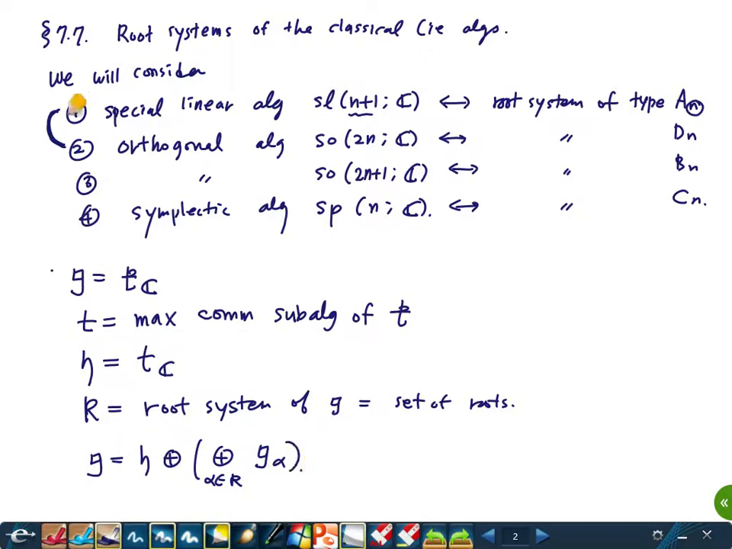So we will find this compact real form K, and then the maximal commutative subalgebra and Cartan subalgebra. We will find all the roots, and then we will find the root space decomposition, for type AN and type DN. Then once you've seen this, you can just work out the others, B and C, on your own.